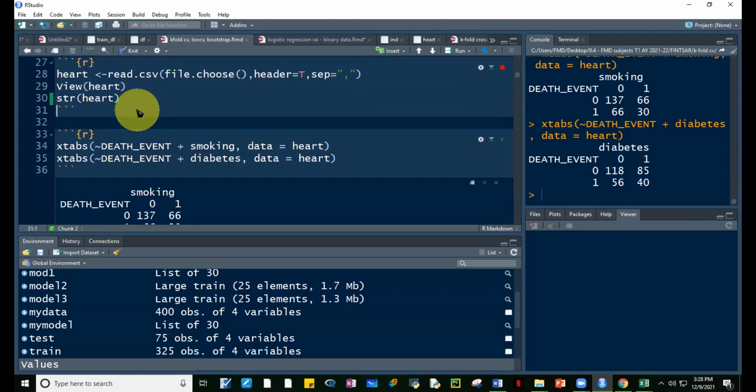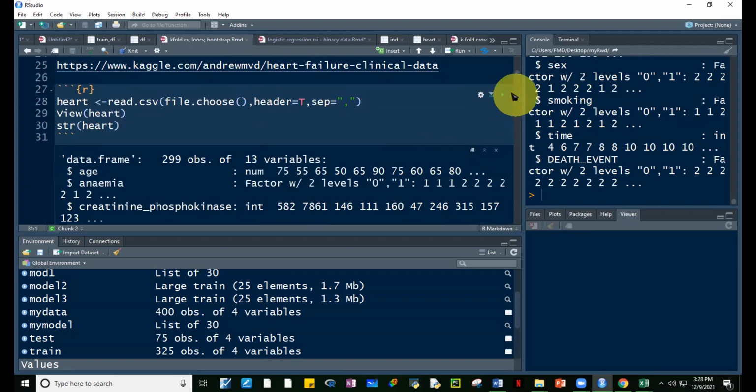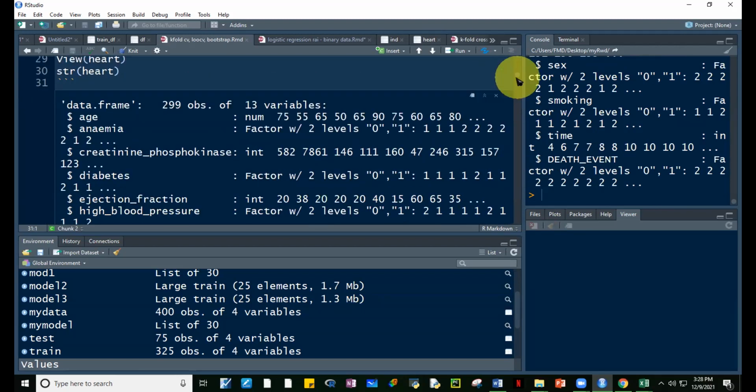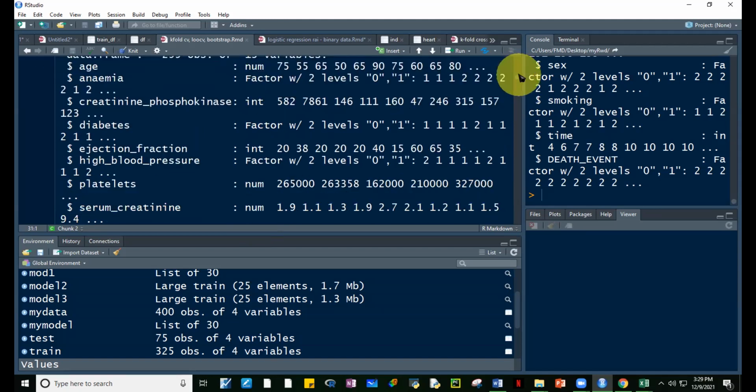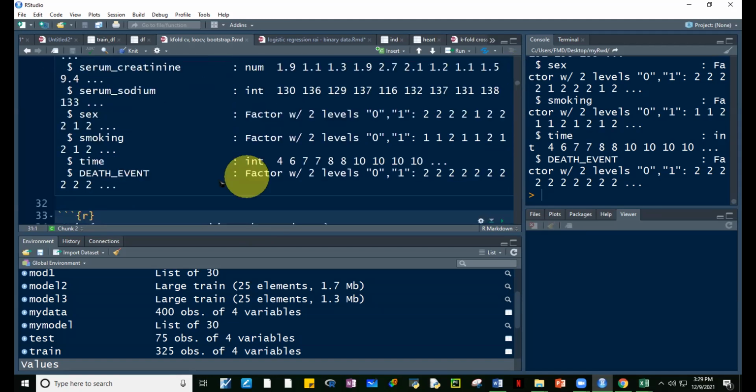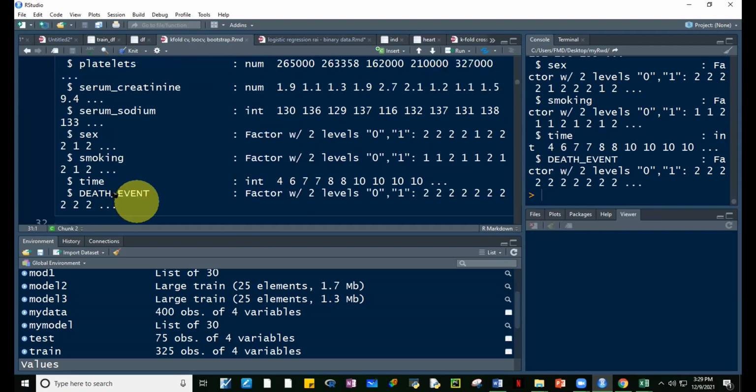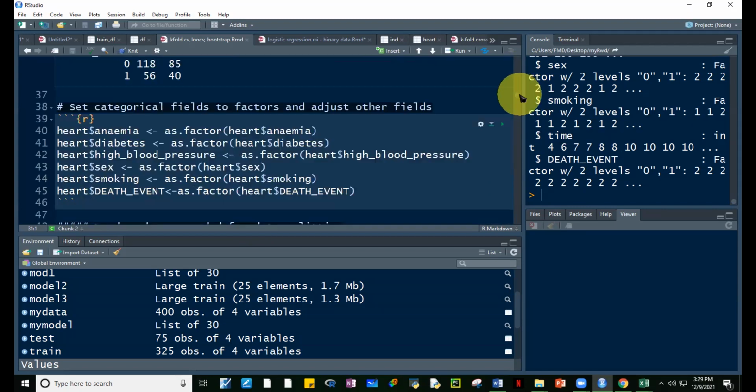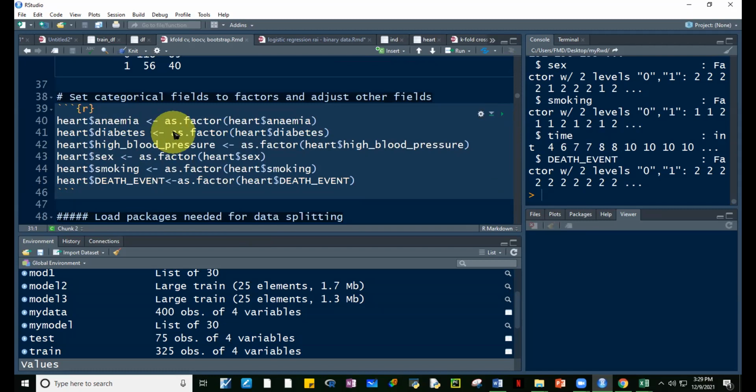If you take a look at our structure, meron dito mga categorical variables na numerical. Si anemia, naka-integer yan yata. So let's change guys those that are factor variables, particularly yung death event, ito yung dependent variable natin. We have to convert them as factors.